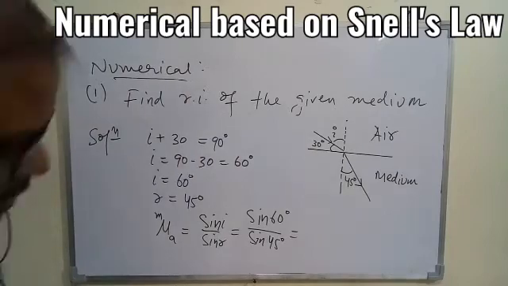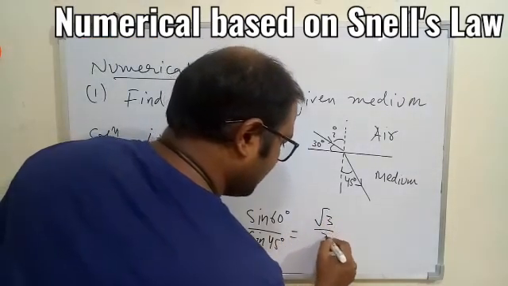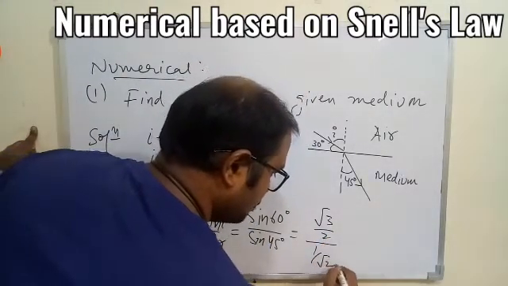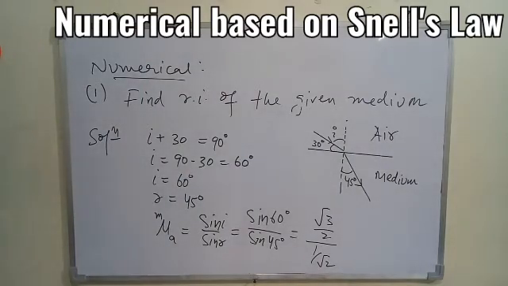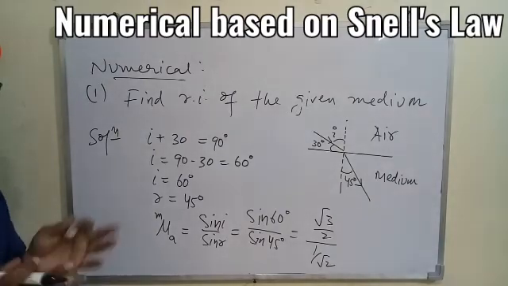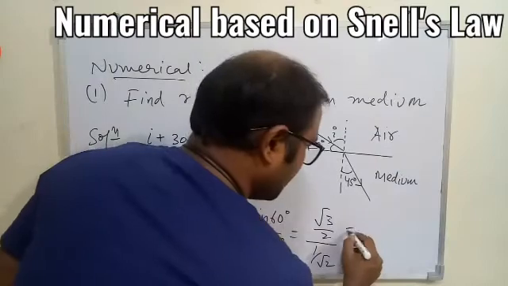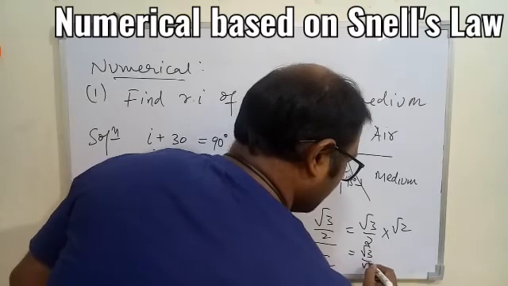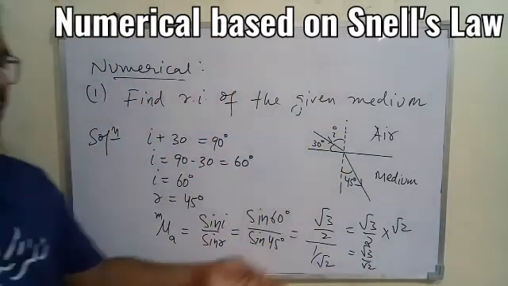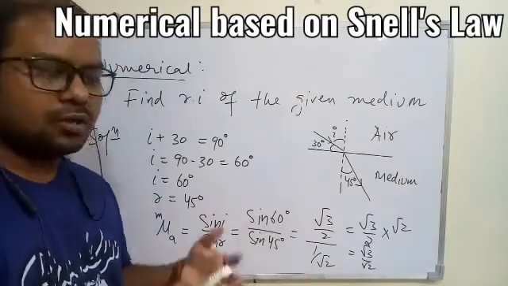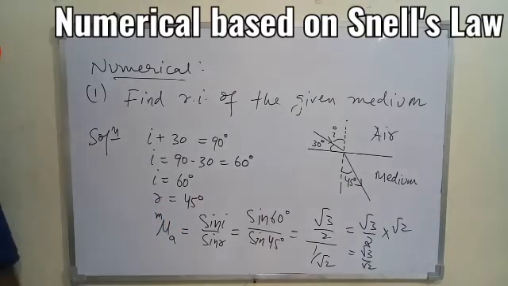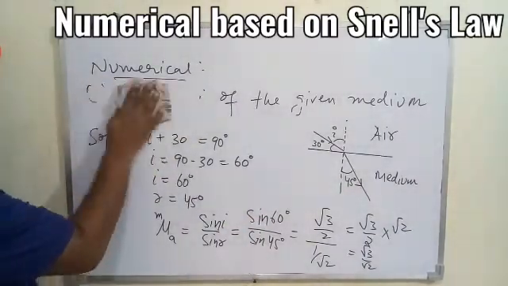Now all of you know sine 60 degrees is nothing but root 3 by 2, and sine 45 degrees is 1 by root 2. You must remember the values of sine 60, 45, 30, 0, and 90 degrees. These are the main values you must remember. Now if you solve it, root 3 upon 2 times root 2, this will be root 3 upon root 2. If you solve it, you will get the final answer in decimal. You can leave it here also, or you can find the decimal answer also. That is all. We can use this Snell's law formula to find the refractive index of a given medium.